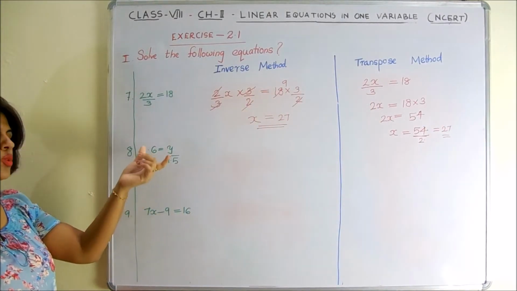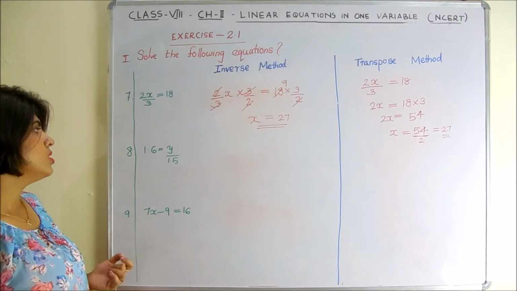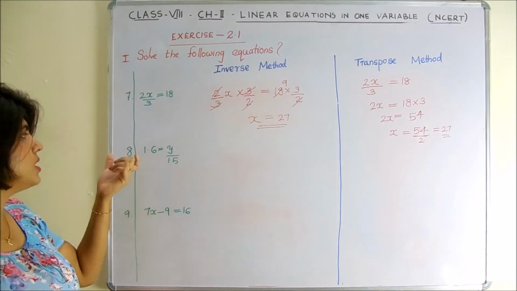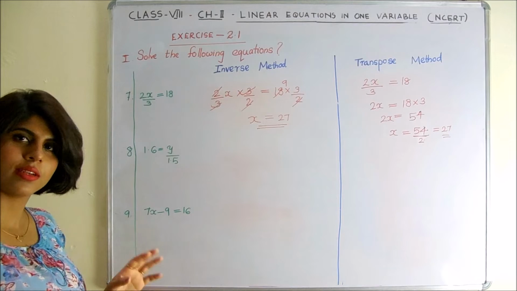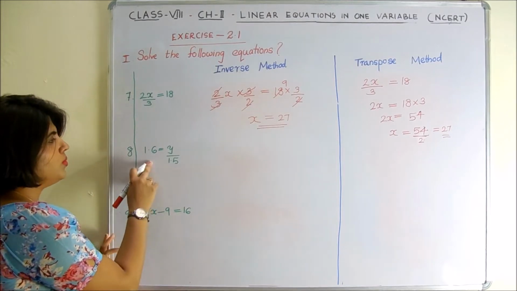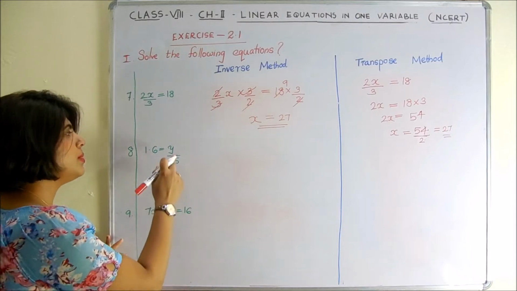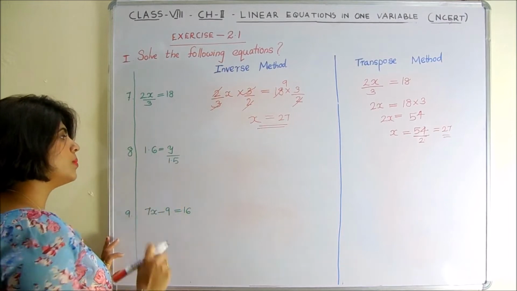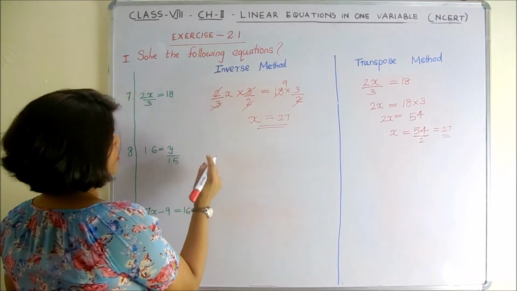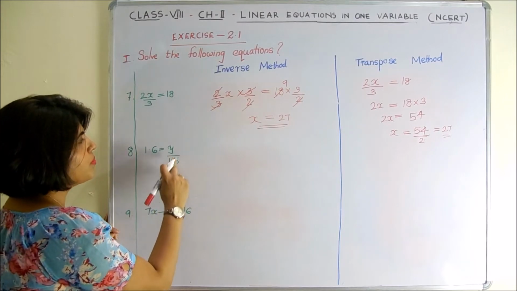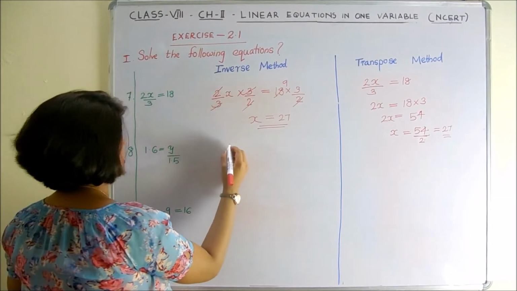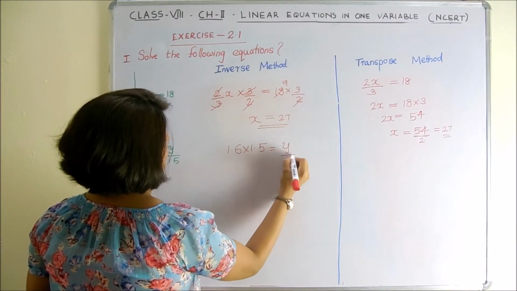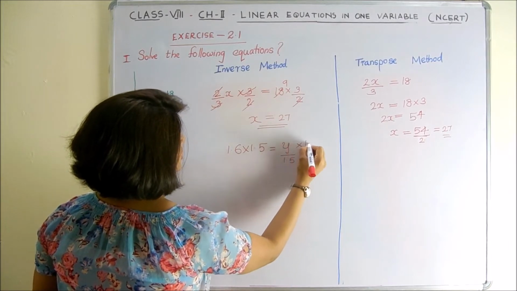Next question, 1.6 equal to y by 1.5. So here the numbers are decimals. In the case of decimals also, this inverse and transpose method will hold. So here we have to keep the variable y on the right hand side and we have to eliminate this 1.5. For that we can multiply both sides by 1.5, isn't it? So 1.6 into 1.5 is equal to y by 1.5 into 1.5.